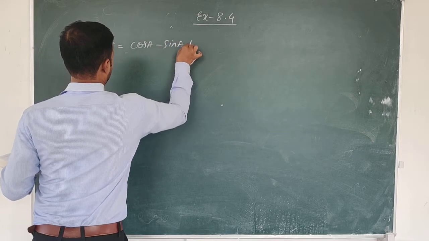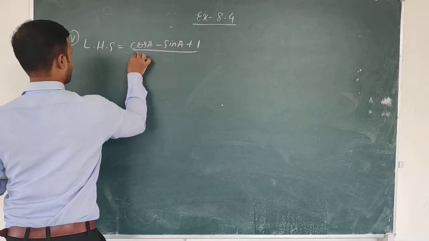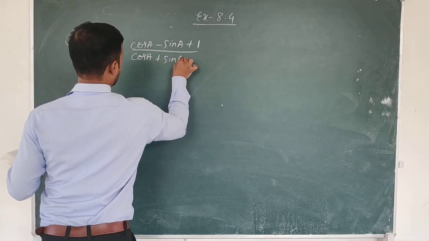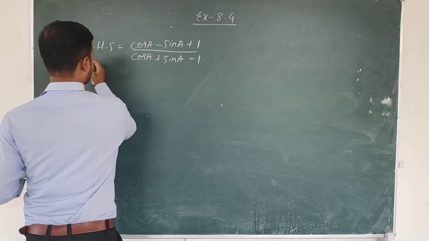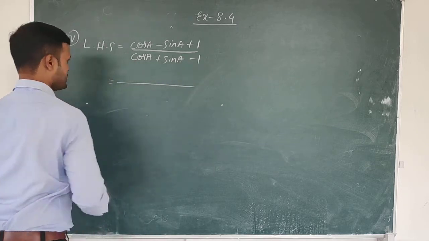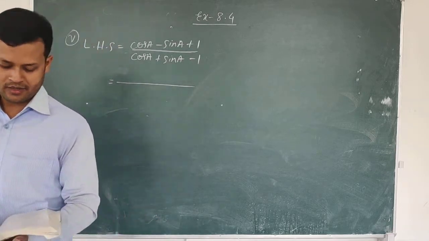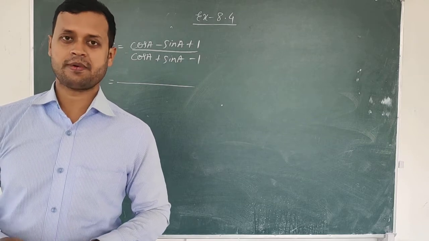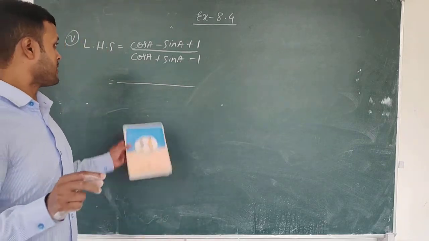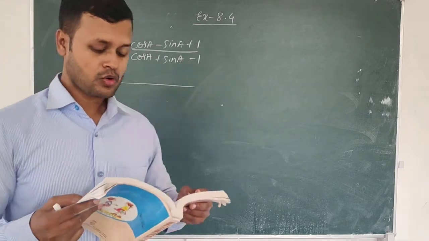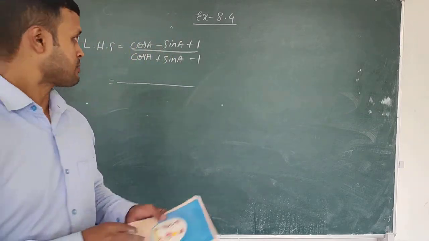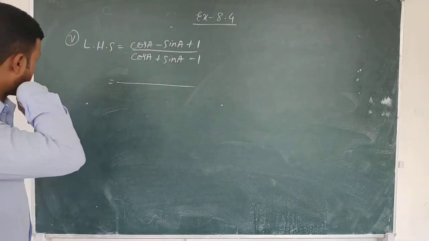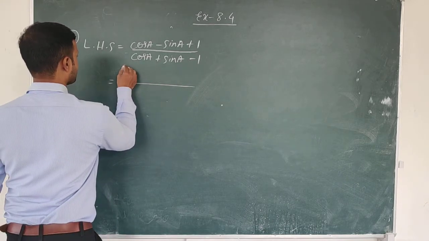Cos A minus sin A plus 1 by cos A plus sin A minus 1. What we will do is we will see the right hand side. On the right hand side, it is written cosec A plus cot A. So this gives us the hint that we have to convert the terms into cosec and cot. We have to convert the terms above and below into cosec and cot. So for that, students, we will divide by sin A.